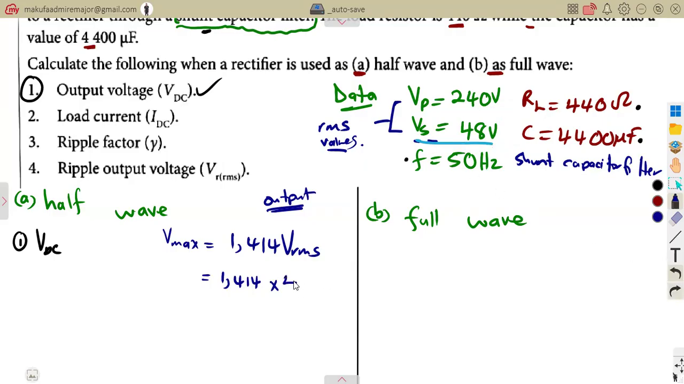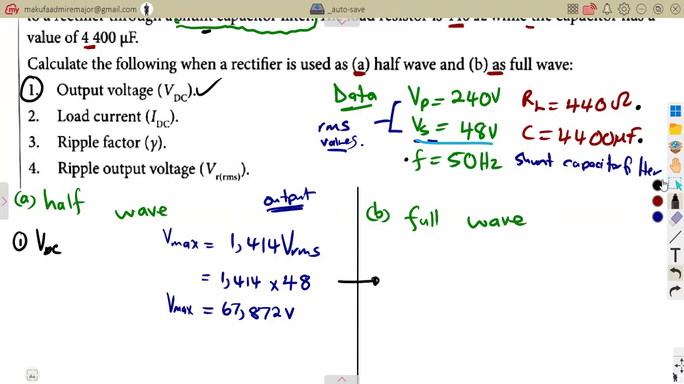So you're going to multiply by 48 in that case to obtain the maximum value, which is going to give us 67.872 volts. So there we have got the maximum value at the output side, at the secondary side. And this is the same as what you're going to have on a full wave.